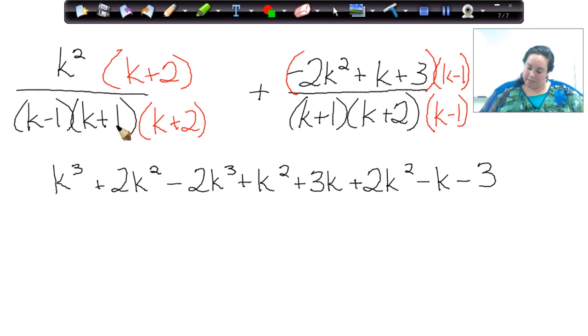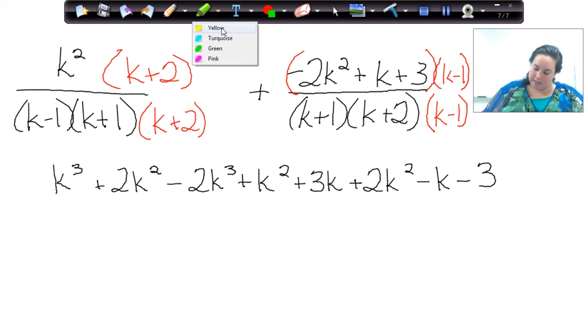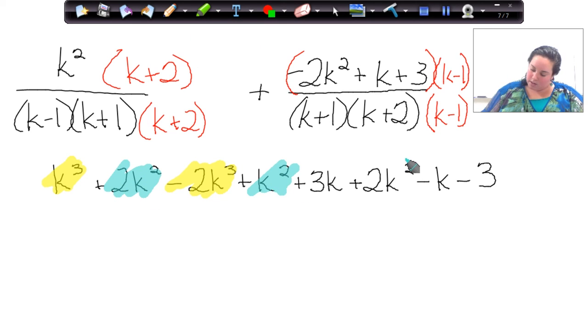And our denominator is this same denominator. I'm not going to rewrite it because I'm afraid of running out of room, but let us go ahead and add up our like terms. I'm going to highlight them just so we can see them clearly. We have some k cubes here, some k squareds here, here, and here, some k's, and then we have a constant term.